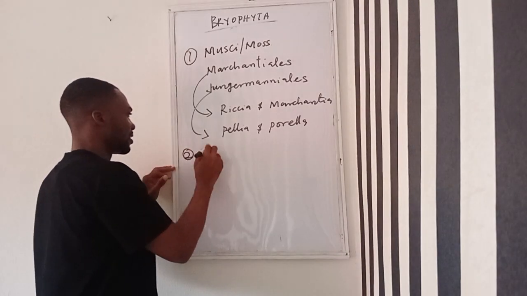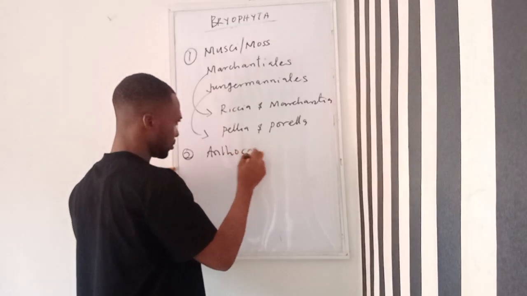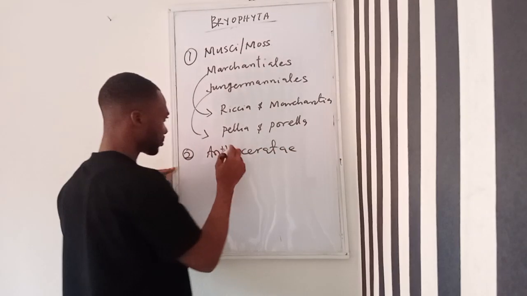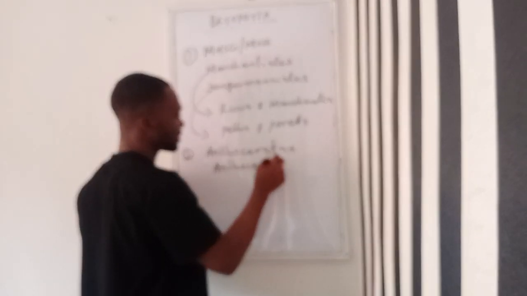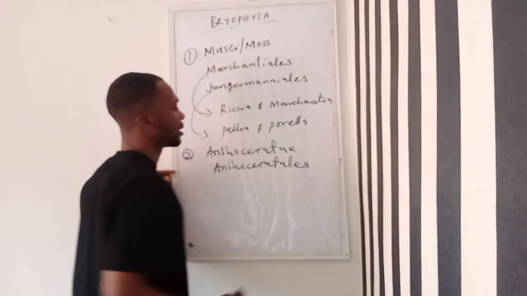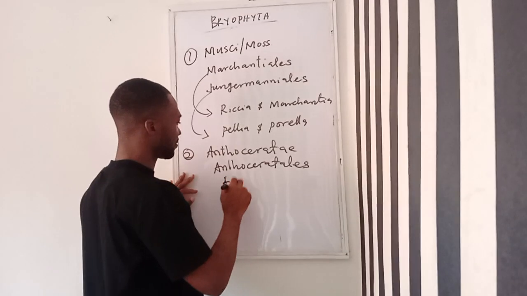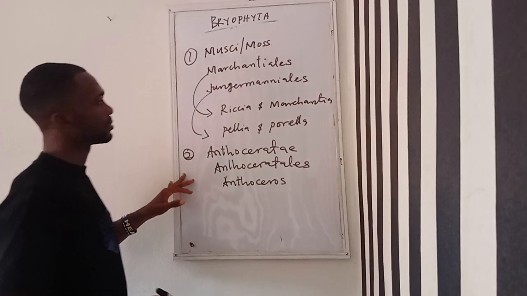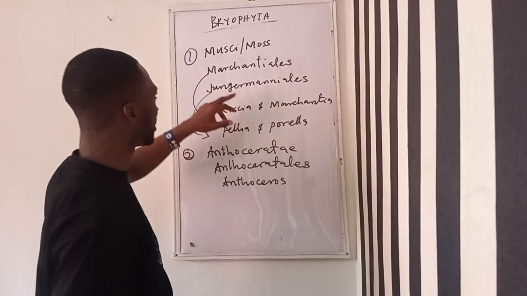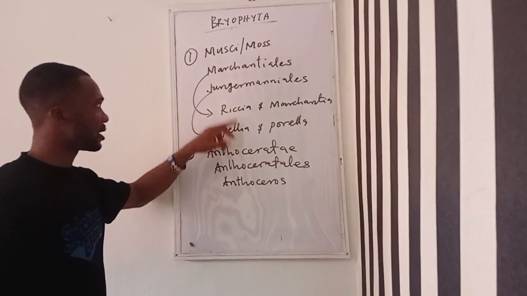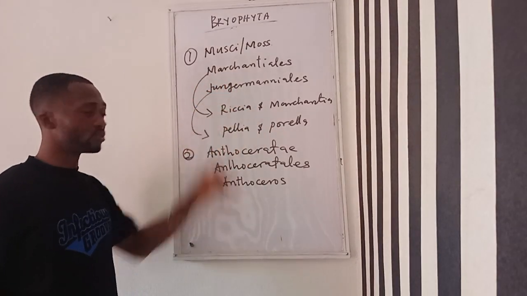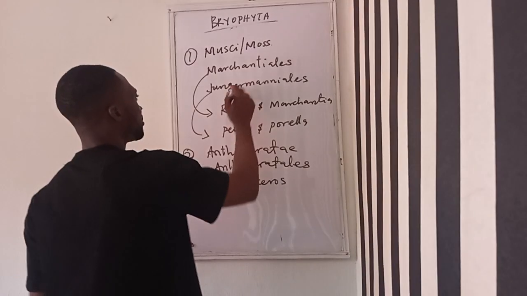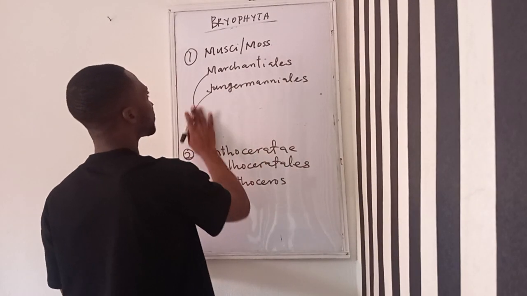The second class is called Anthocerotae. We have Anthocerotales as the order, and we now have Anthoceros as the example. So remember, Riccia and Marchantia are examples of Marchantiales. Pellia and Porella are examples of Jungermanniales.